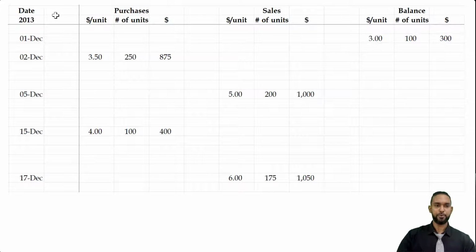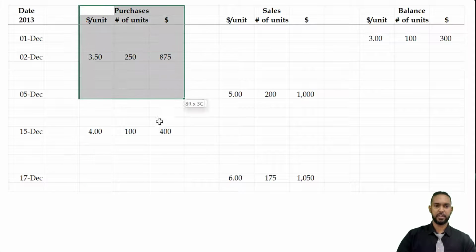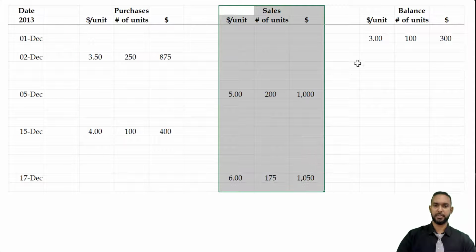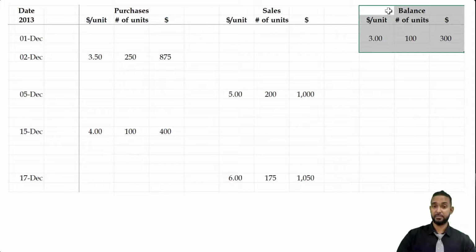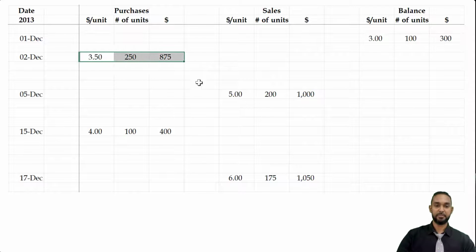Okay, so as I said, I recreated the insert. So you have your date column across on this side, you have your section for purchases, you have a section for sales, and you have a section for your closing balance after each of those movements, purchases and sales. What you're also noticing that I've done is I've pre-filled some of the information they've given us in the question. So we have the opening stock item here, we have the purchases figure from December the 2nd, then we have the sales on December the 5th, then we have the purchases on December the 15th, and the sales on December the 17th.